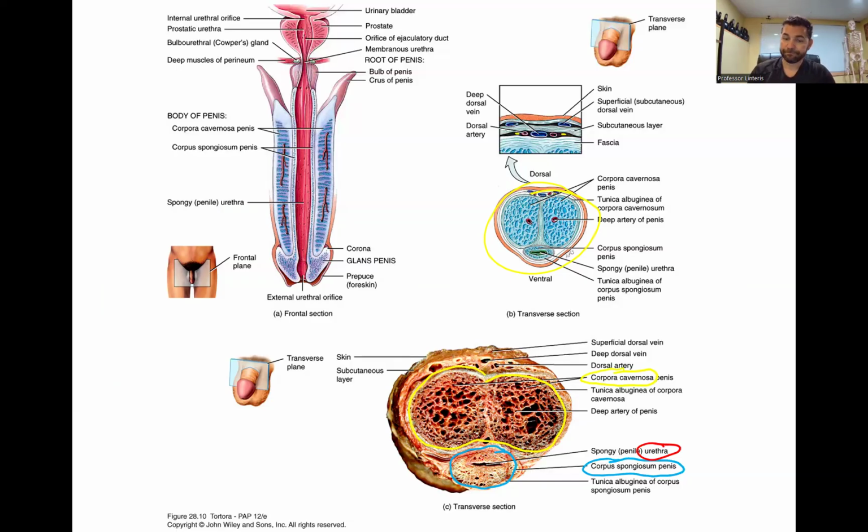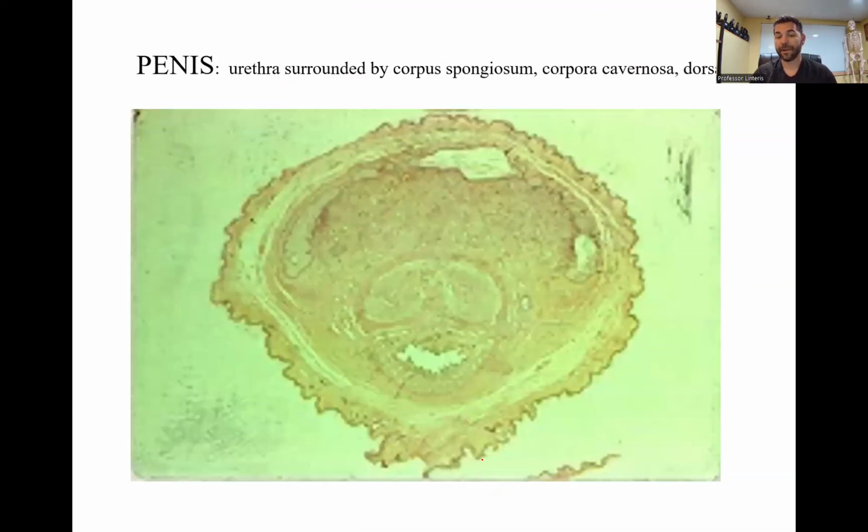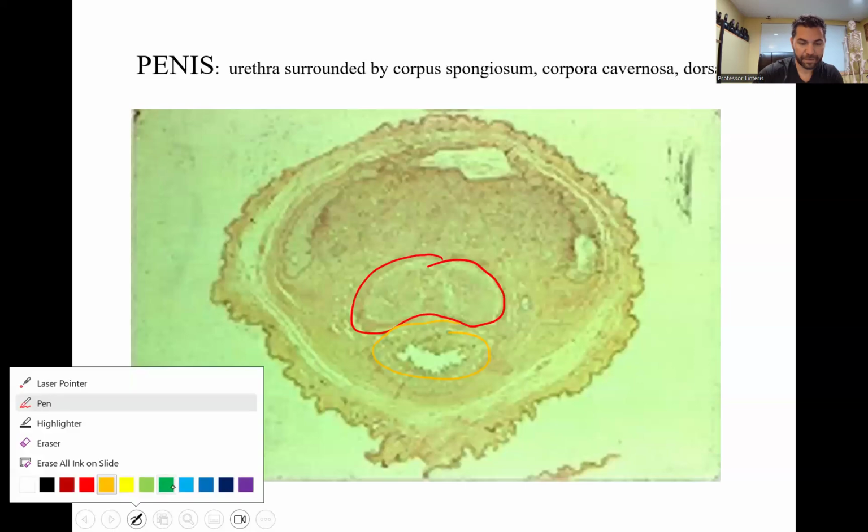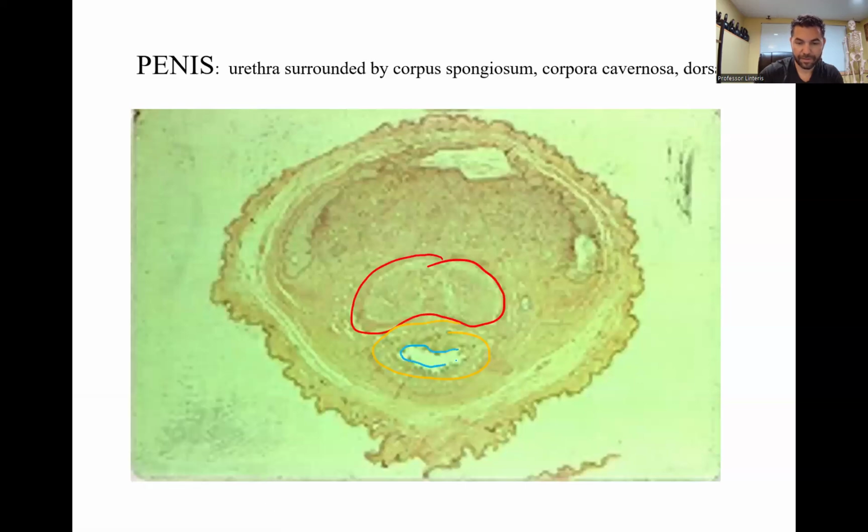Check. Here we are looking at it. In this situation, it is not engorged with blood, so our corpus cavernosum is located here. The corpus spongiosum is located here. And the urethra is located here. And that's what the histology slide of the penis looks like.